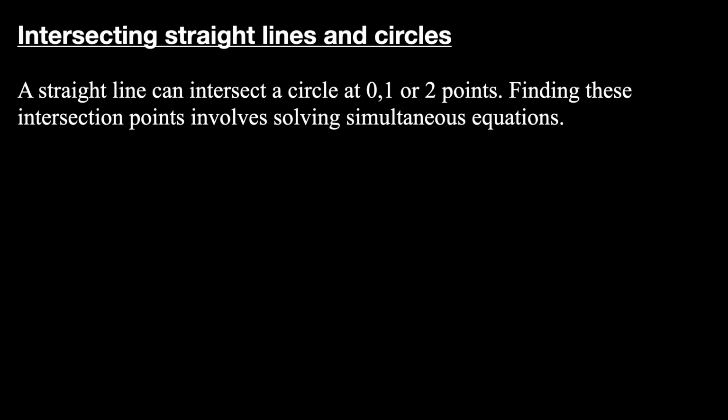Now let's talk about intersecting straight lines and circles. So a straight line can intersect a circle at 0, 1, or 2 points. So it might not intersect the circle at all. It might be a tangent and just touch the circle at 1 point, or it might be a chord and intersect the circle at 2 points. Finding these intersection points involves solving simultaneous equations. And this is something you already know how to do from GCSE mathematics.